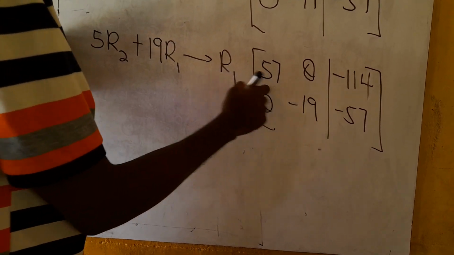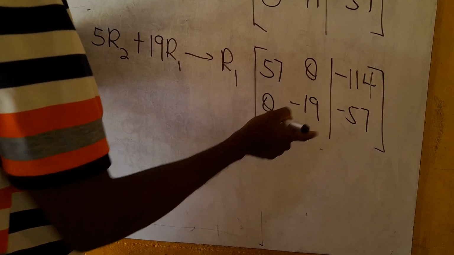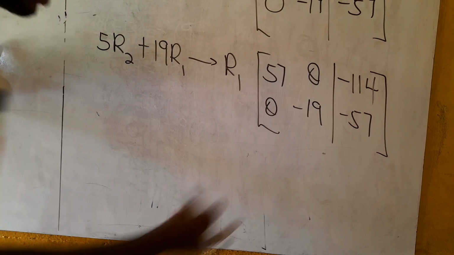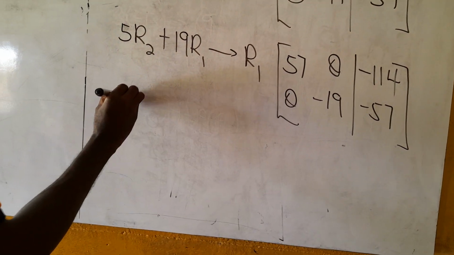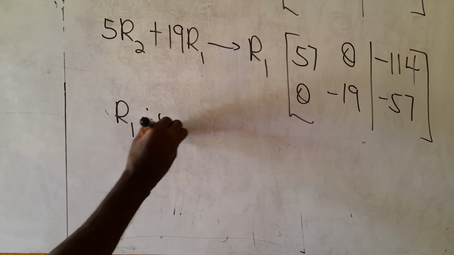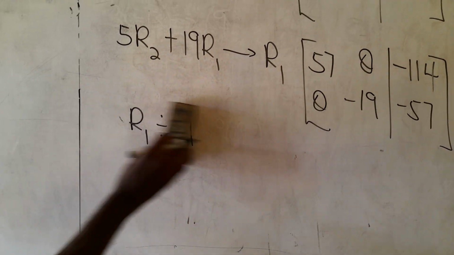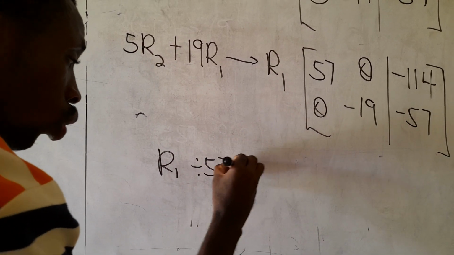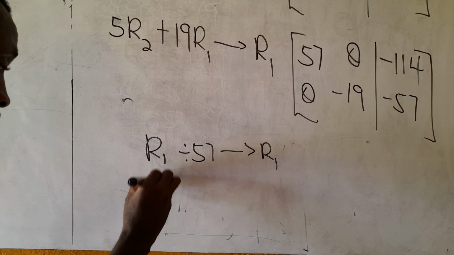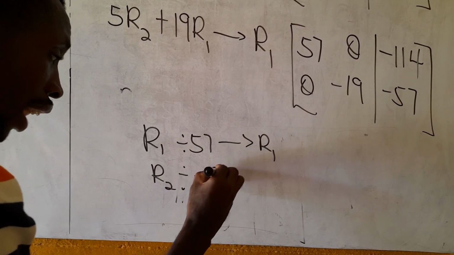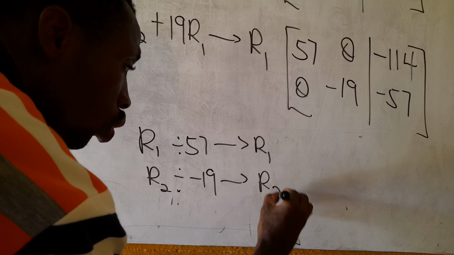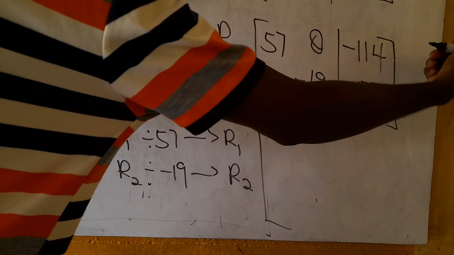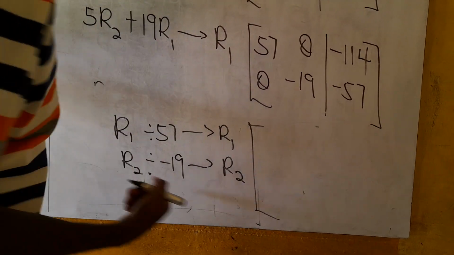The next thing is that we make the entry in the leading diagonal also what? 1. Now if we divide this by 57, we'll get 1. We divide this by negative 19, we'll get 1. So we say that our R1 divided by 57 should go into R1, and our R2 divided by negative 19 should go into our R2. I hope you get that.